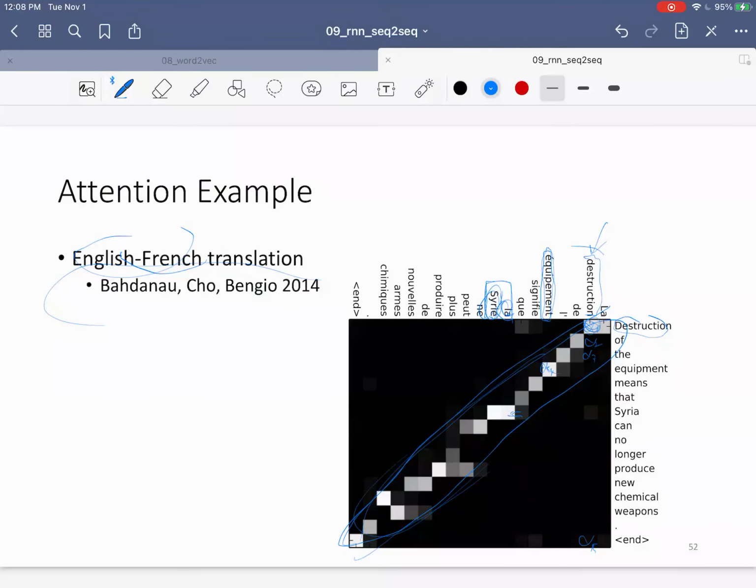RNNs might not be as important as before, because we are now living in the world of transformers. But the concept of attention is super important, because the transformer is just attention all the way. It's called self-attention. A transformer is nothing but stacked self-attention. So understanding the concept of attention is really important for the future material.